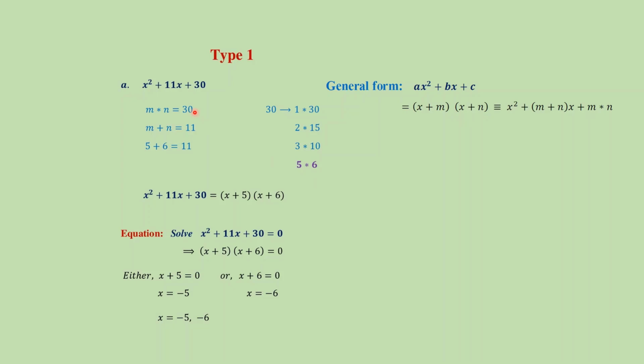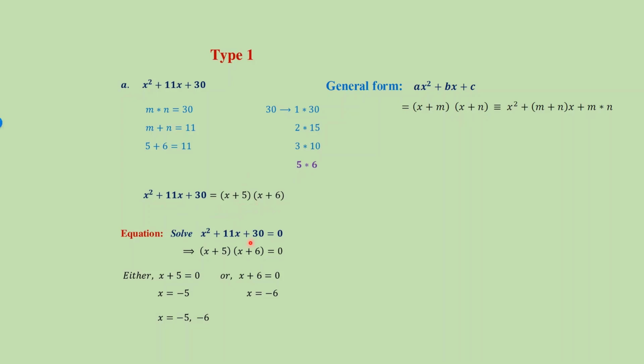Now, since m times n is positive 30, both roots are either positive or both roots are negative. Again, since m plus n is positive, both m and n should be positive. Finally, which two numbers satisfy m plus n is 11? It's definitely 5 and 6, so the roots will be 5 and 6. And you can write this one as x plus 5 times x plus 6.